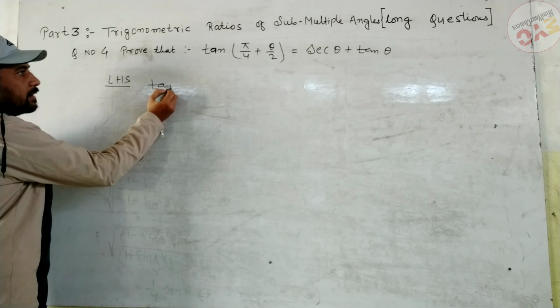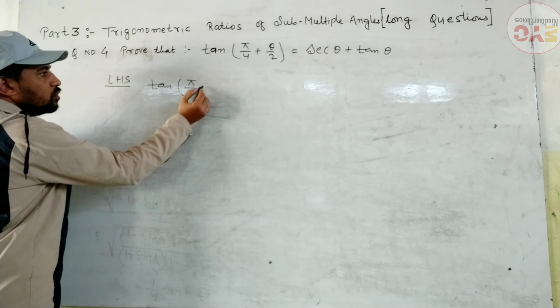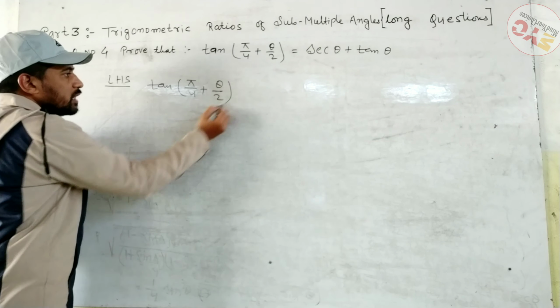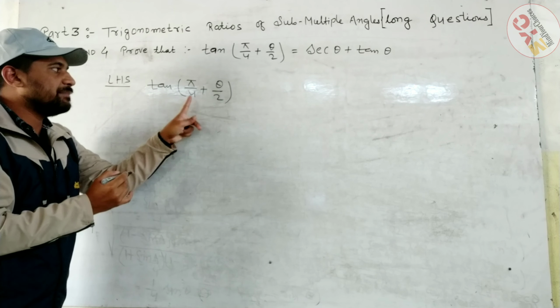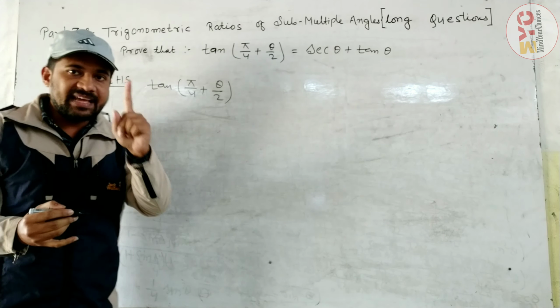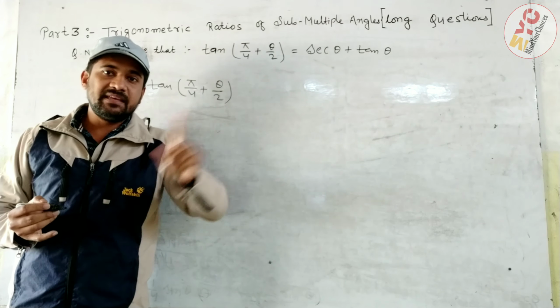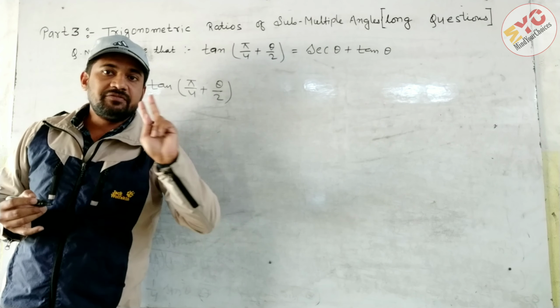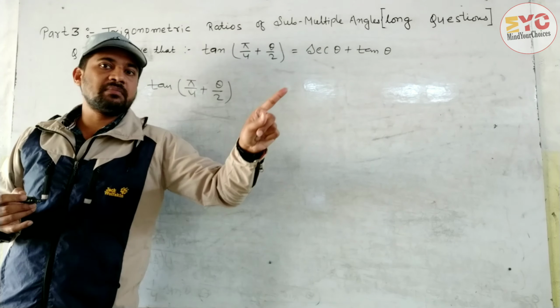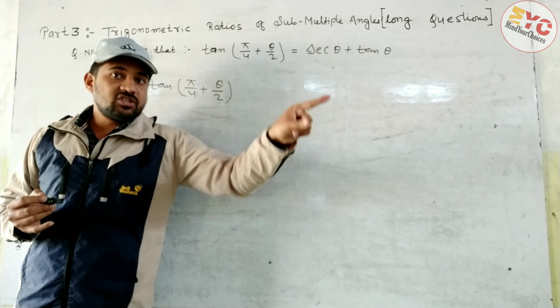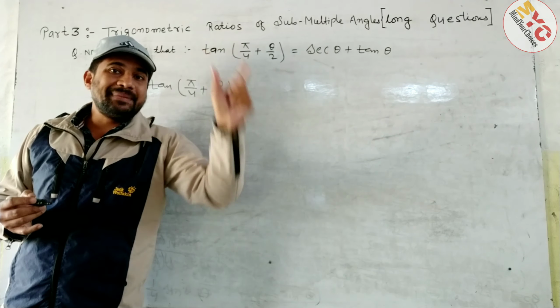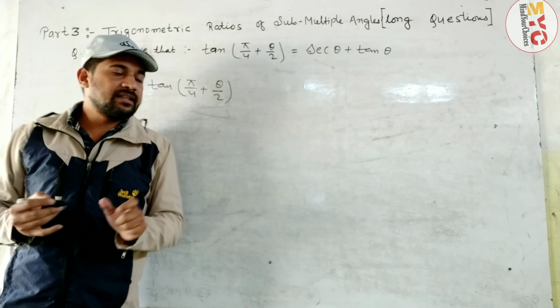LHS: tan(pi/4 + theta/2). This is in the form of tan(a + b), and the formula of tan(a + b) is (tan a + tan b) by (1 - tan a tan b). If you don't know the formula, visit my YouTube channel, my playlist. The complete formula of trigonometry you will get there.